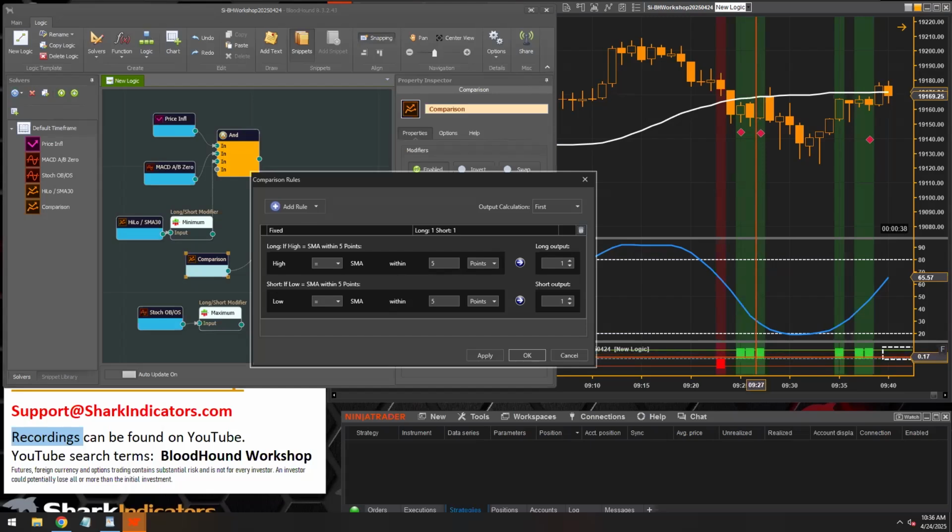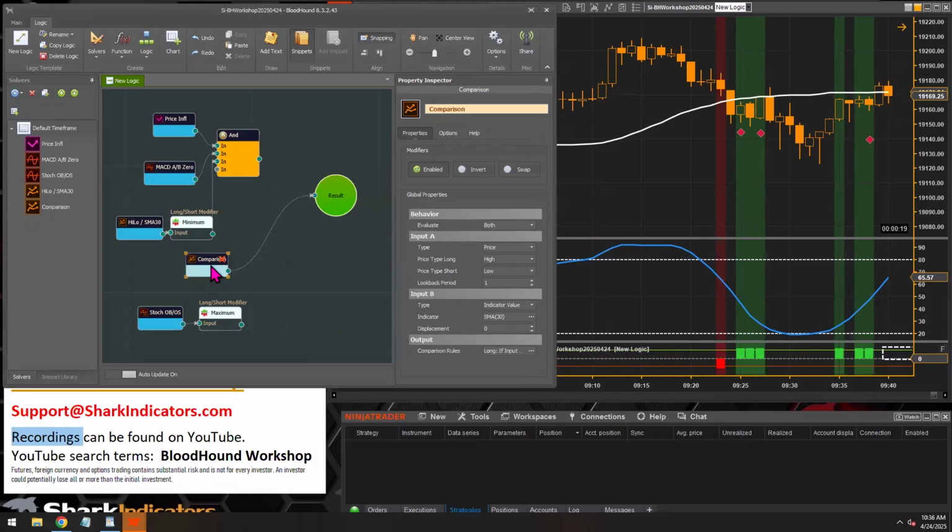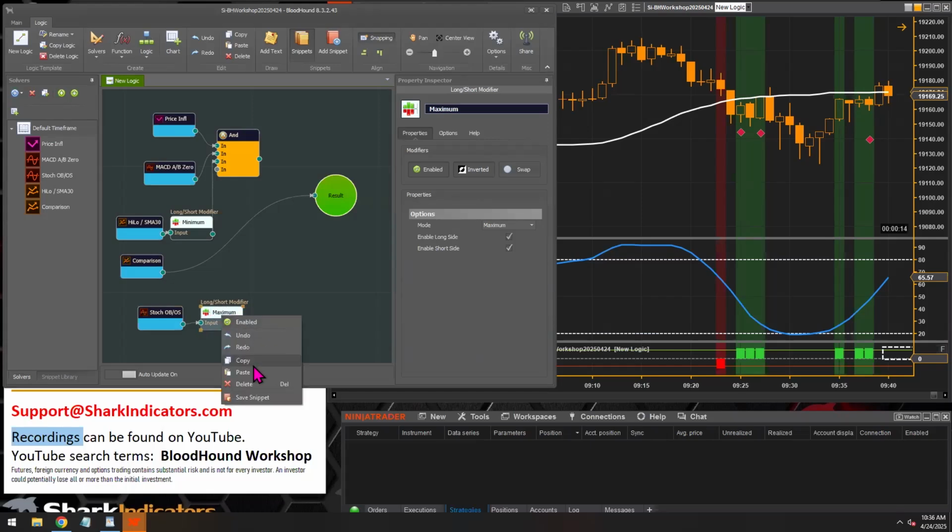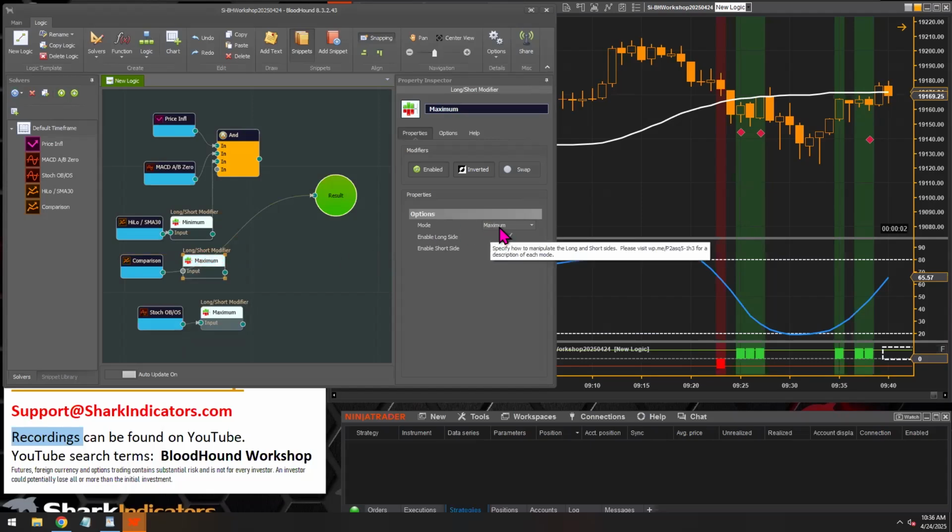But if we want to prevent both short signal and long signal, whenever we get an output here, we want to prevent both longs and shorts either way, then we need a long and a short output at the same time here. So I'm going to take this guy and make a copy and paste it here. This long short modifier is already set to maximum for us and it already is inverted for us.